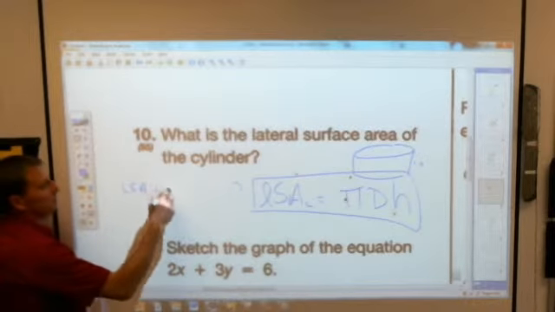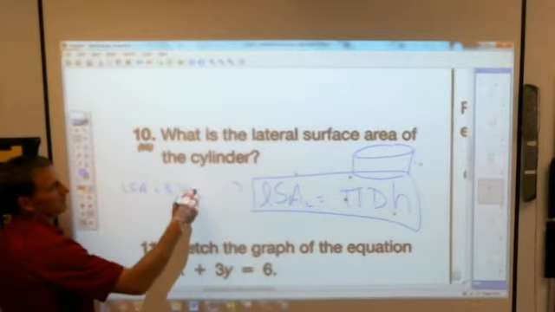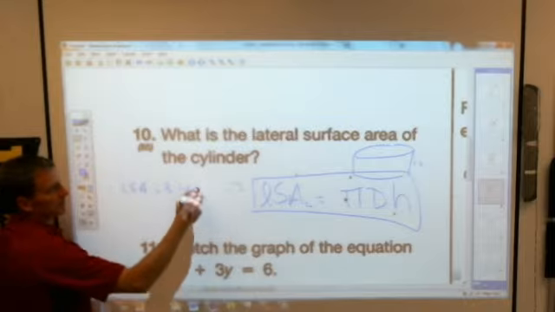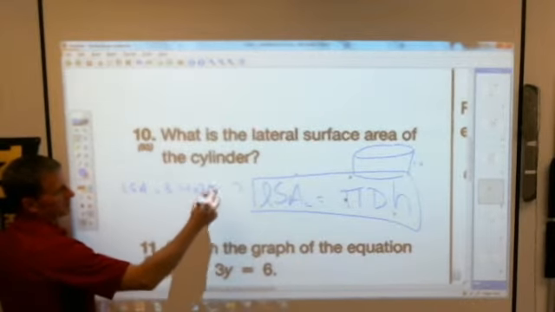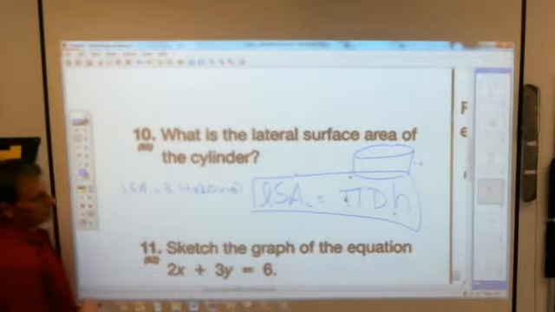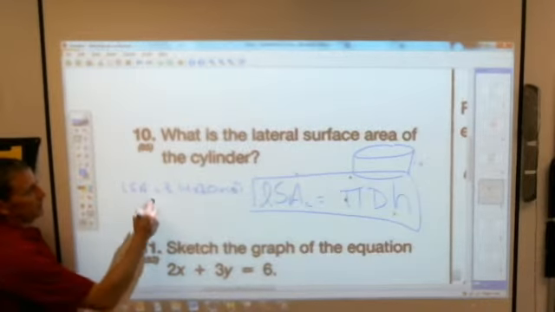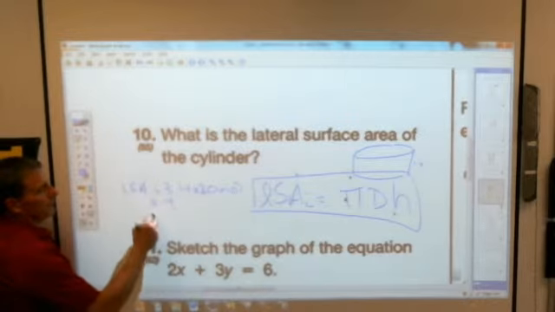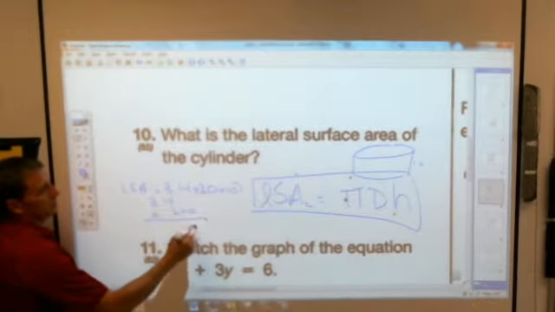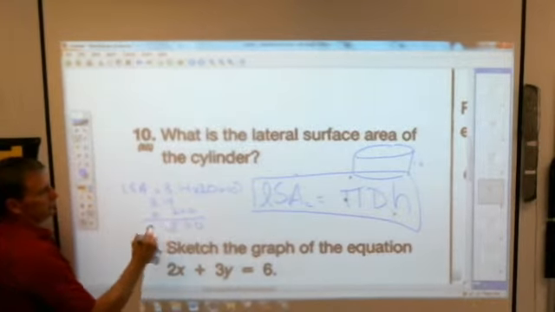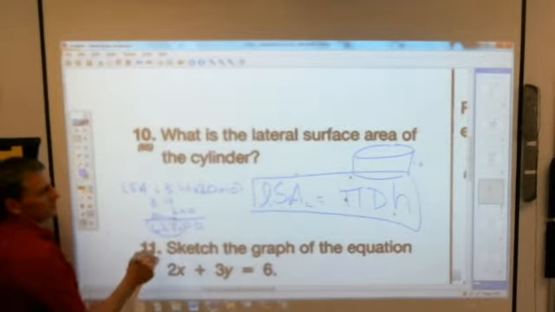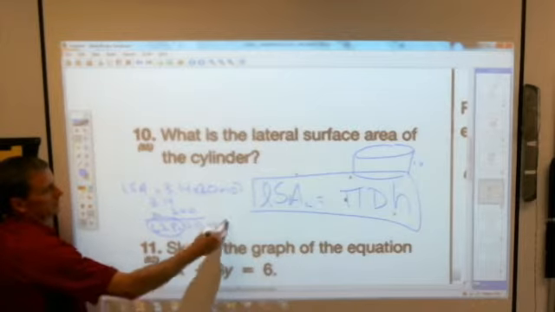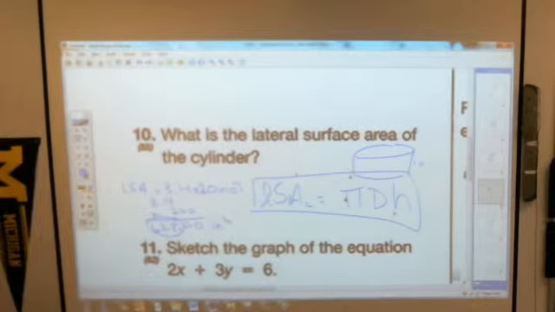LSA equals 3.14 times the diameter, which is 10, I'm sorry, diameter was 20, right? Times the height, which was 10. So that is 3.14 times 200. That is 628 inches squared. Can stop you if I'm flying by way too fast.